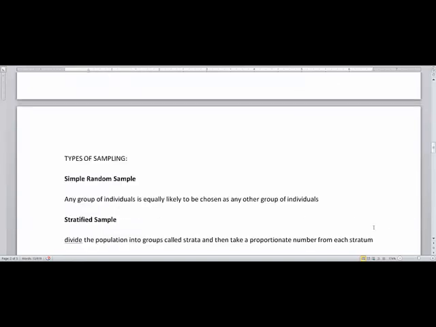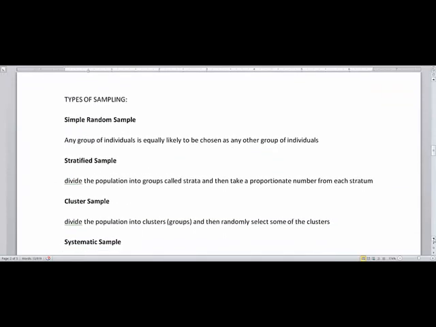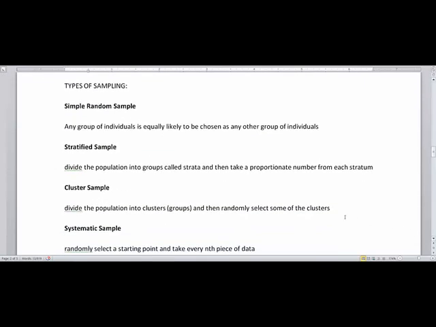Now let's talk about types of sampling. Since we're not going to actually go out and gather samples in this introduction class, you have to know what kind of sampling techniques there are. Simple random sampling is anytime you get a group of individuals where it's equally likely to be chosen as any other group of individuals. This idea of simple random sampling means that you're picking people completely at random and you don't have any preference of picking one person over the other. So that is one type of sampling.